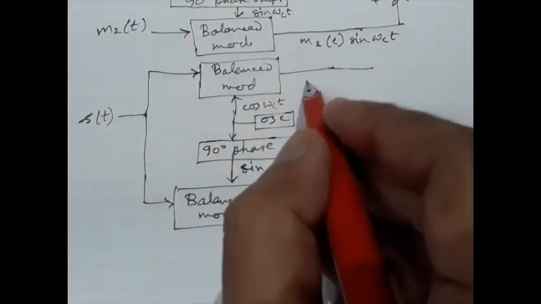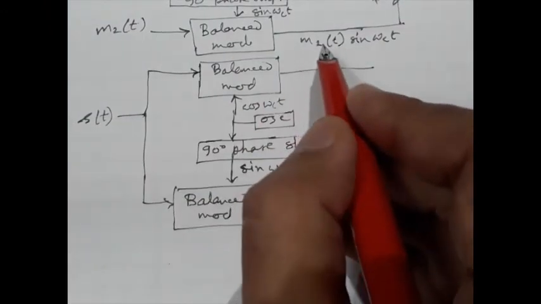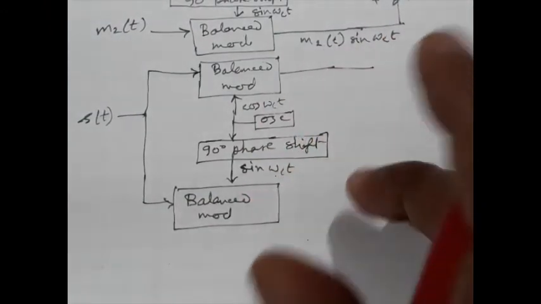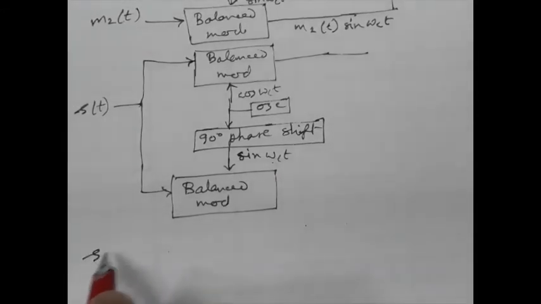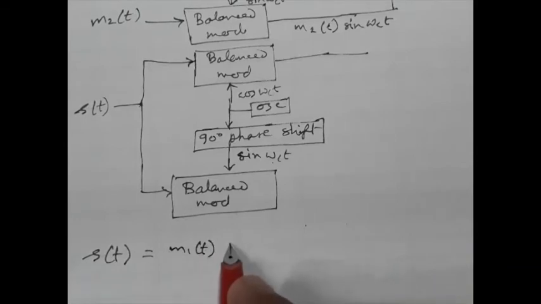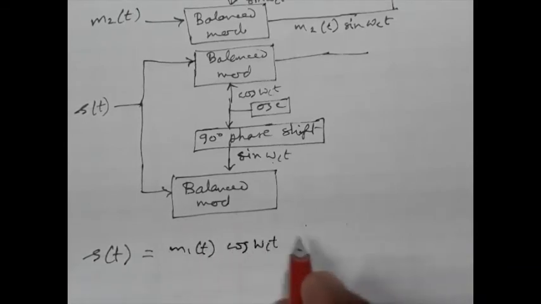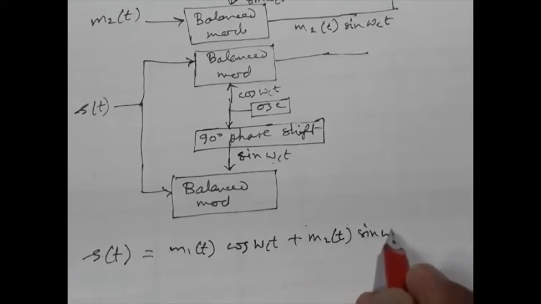Here, the first signal was originally S(t) equal to m1(t) cos omega ct plus m2(t) sin omega ct.